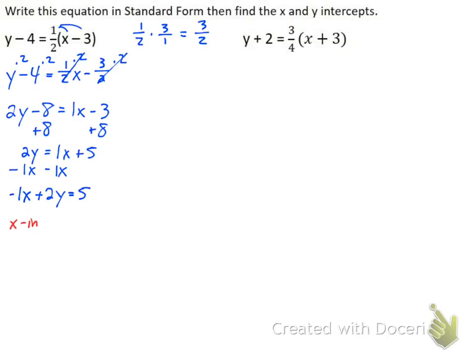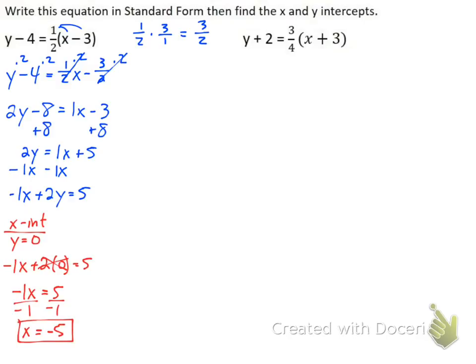Again, with my x-intercept, I'm going to make y equal to 0. So I'm going to go negative 1x plus 2 times 0 is equal to 5. So I get negative 1x is equal to 5. x is equal to negative 5. Remember, I always want to display this as an ordered pair. So x is negative 5, y is 0, and so it would be the ordered pair negative 5, 0.